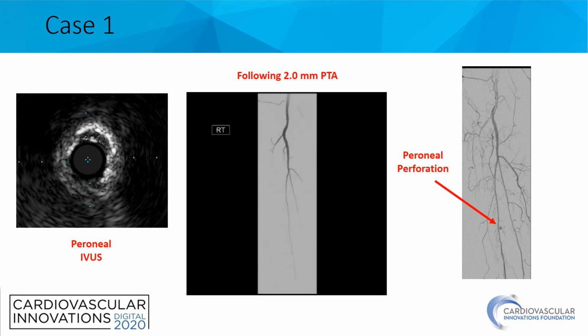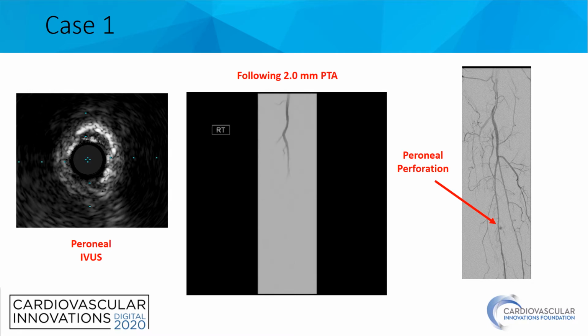Thereafter, we elected to go ahead and treat the peroneal as well. As we said, this was just a stenosis, so we crossed this relatively easily and did IVUS. You can see here it measures about 2 to 2.5 millimeters. So we started with a 2 millimeter balloon and did angioplasty, and you can see here's where we started to have a problem. Within the mid to distal segment of the lesion, there was a focal perforation.